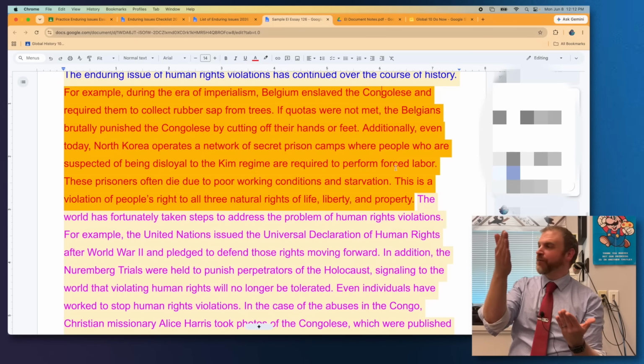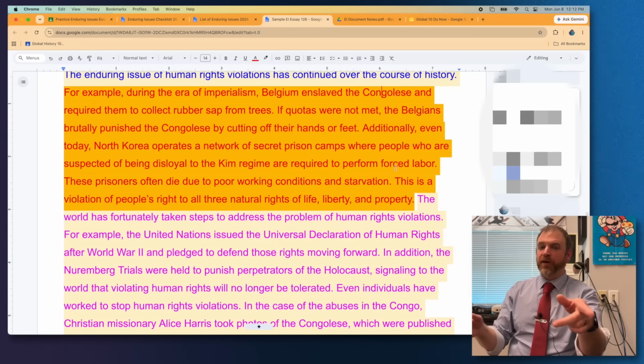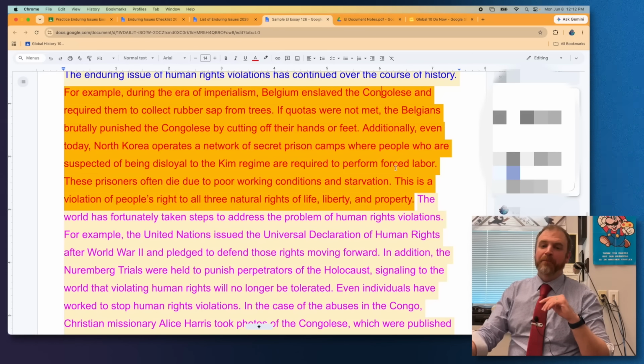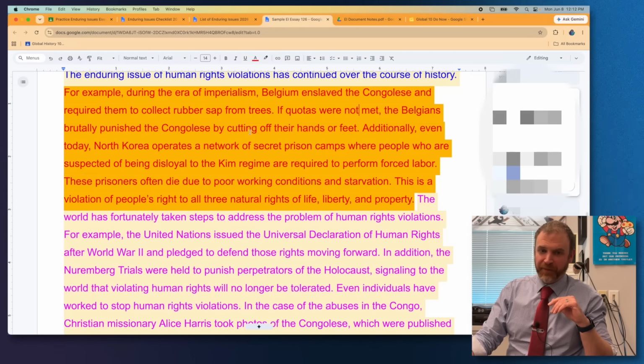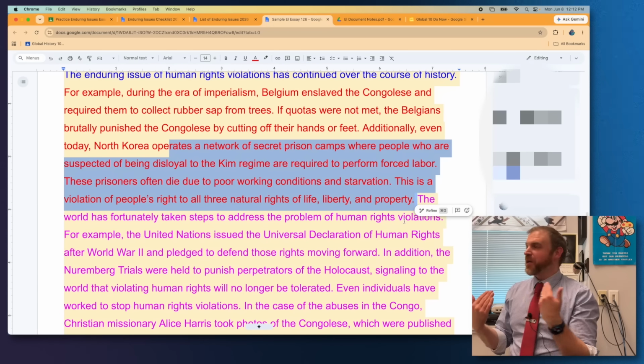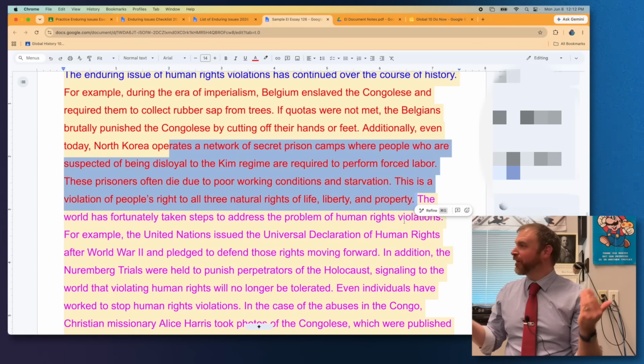I try to give another event from history that shows it, that's not in the documents. So I talked about the Belgians getting their hands and feet cut off in the Congo when the Belgians had to collect rubber. But I also talked about a modern example of how in North Korea, there are prison camps that arrest people for criticizing the government where they work till they die. If you didn't know about that, you could choose something else. There are tons of human rights violations happening all the time.